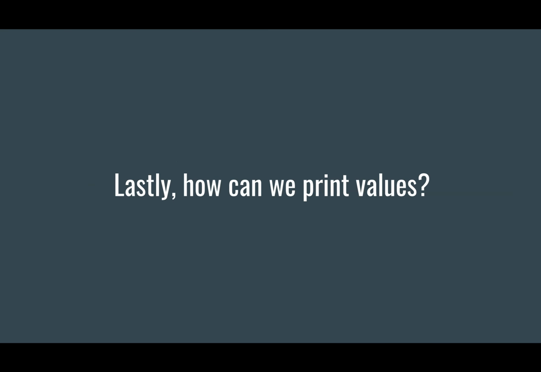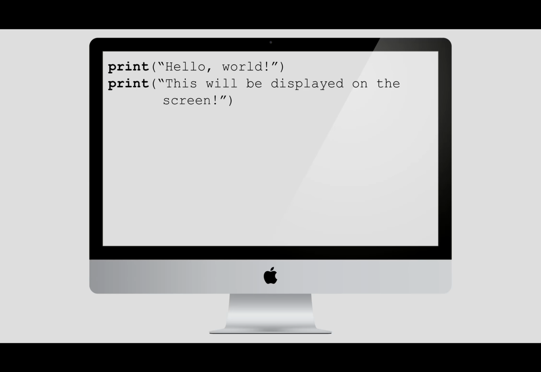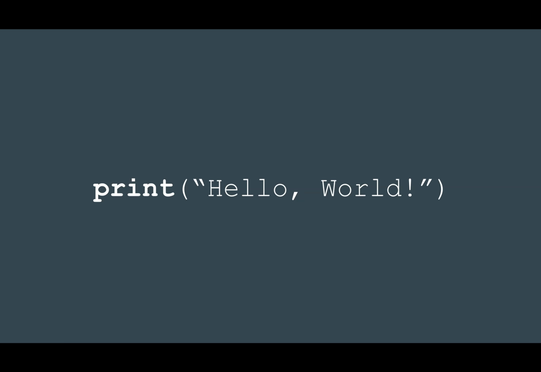So the last part is actually how can we use the information that we just learned? How can we actually print values? So this is the general syntax. You have the name of the function, print, you have an open parenthesis, you have a quotation mark, you have the value you want to display to the screen, you have a closing quotation mark and a closing parenthesis. Again, just the general syntax. So you have your function name over here, print, and then over here you have the value you want to display.